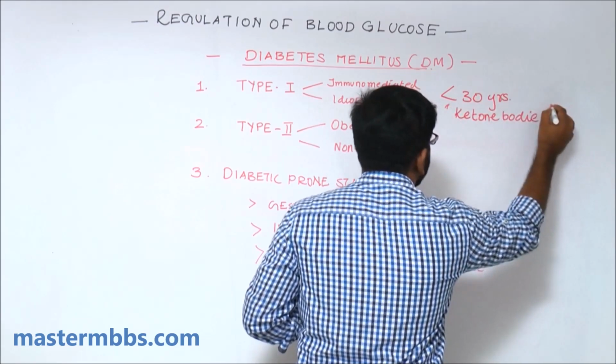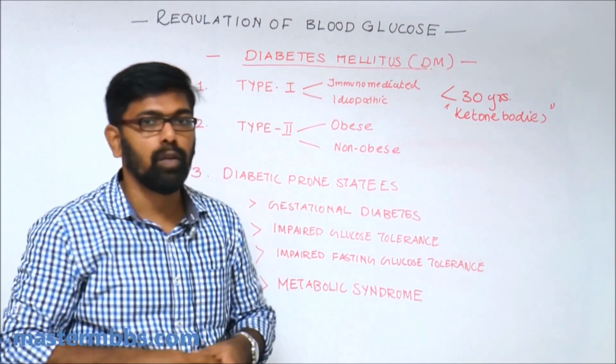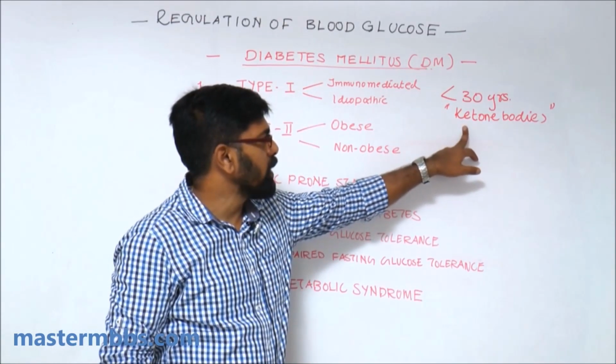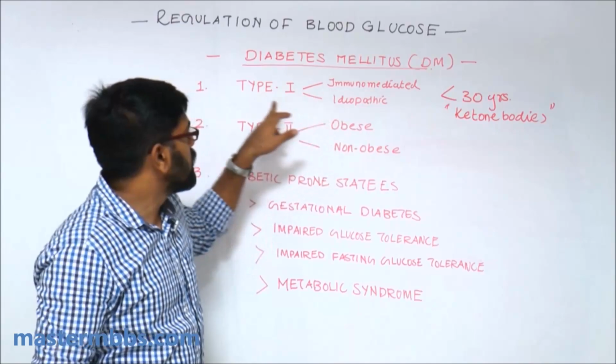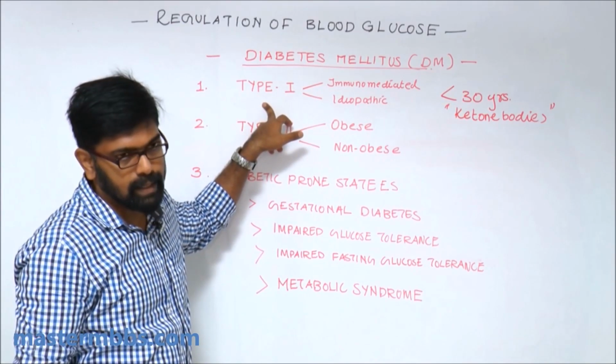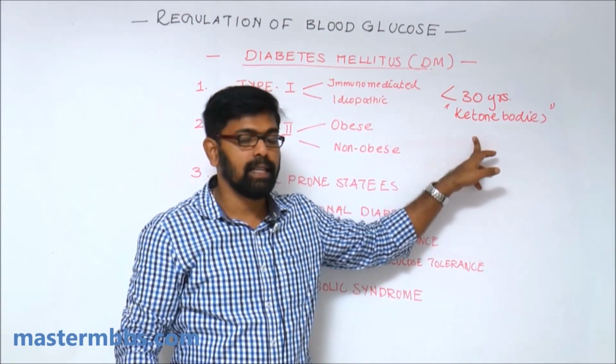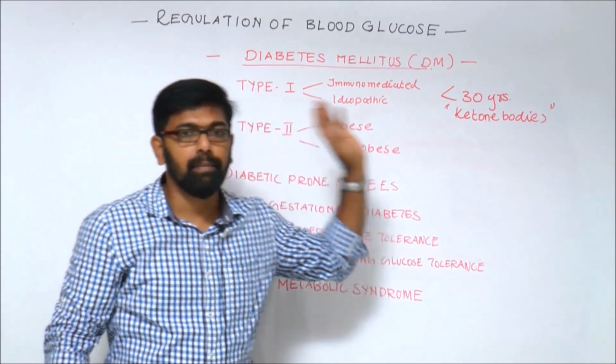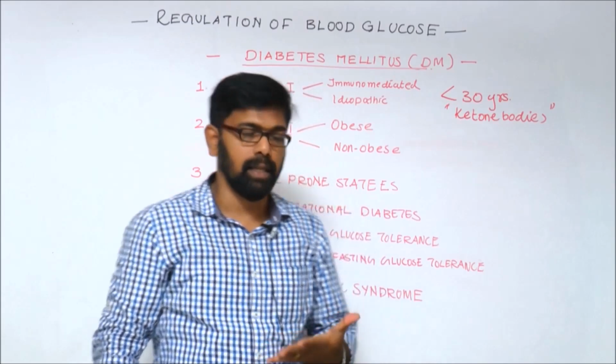Ketone body formation is there. Ketone bodies you have studied along with lipid metabolism, right? So ketone bodies are formed in this particular diabetes. This is type 1 diabetes mellitus. The age for such a condition is less than 30, and it has two types, immunomediated and idiopathic.